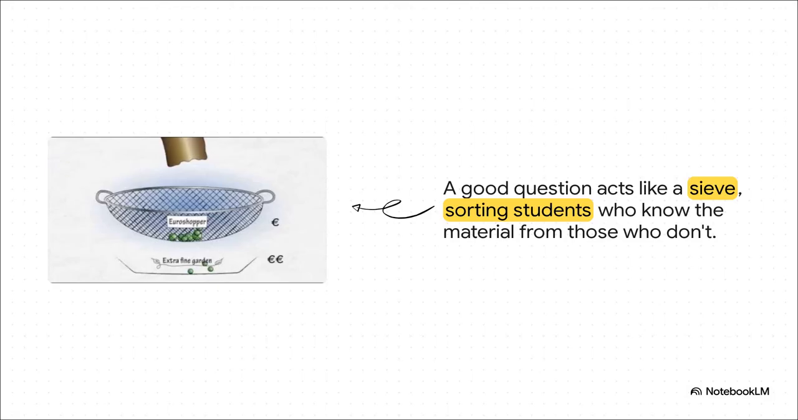And this image just nails the concept, doesn't it? A really good question, one with a high Rit value, acts like a sieve. The students who did great on the overall test, they should be getting this question right. And the students who bombed the test, they should be getting it wrong. It just sorts them out.